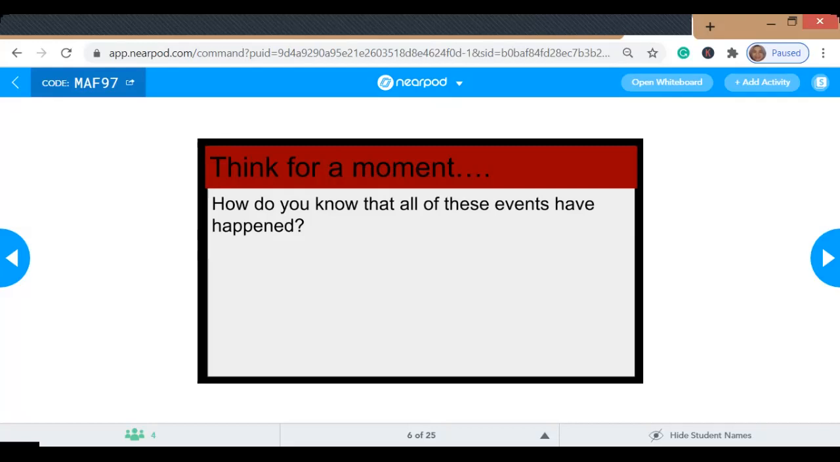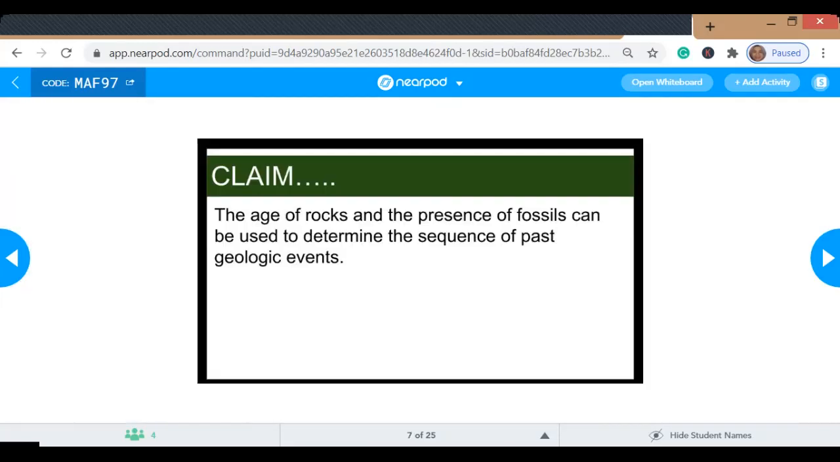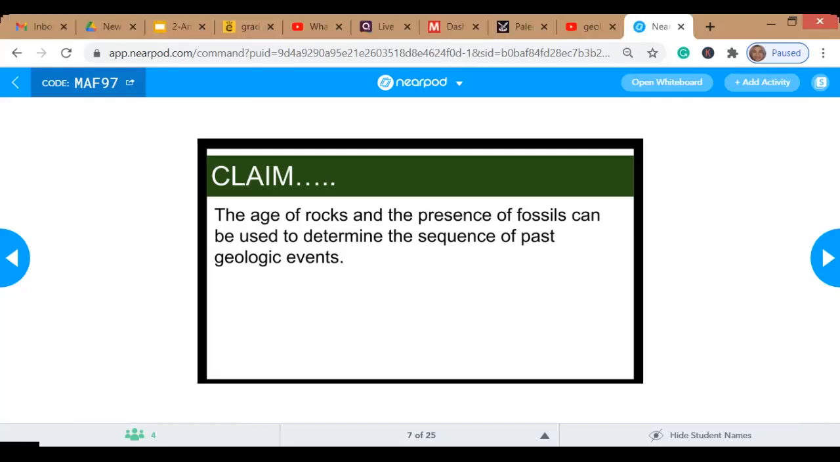Okay, fine. So now we will write our claim that the age of rock and the presence of fossils can be used to determine the sequence of past geologic events. Now, we will try to find the evidence for this claim. So, for today, we will just look into the first part of our claim, that we will see the layers of rocks to find the evidence, and it will help us to know the age of the earth.